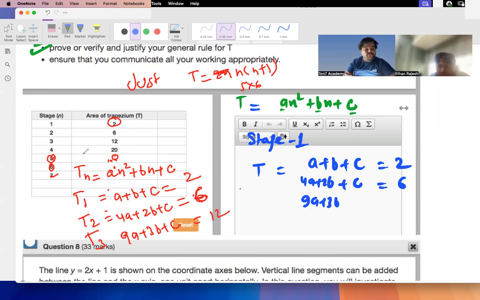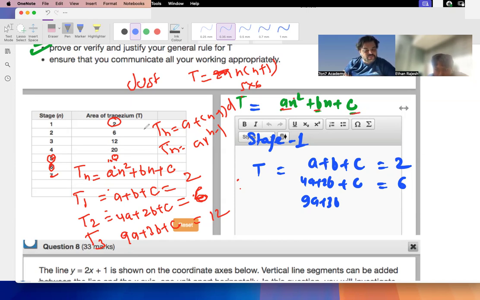The reason is that proving means you take a general term. For the second difference, the general term is T equals a n square plus bn plus c. If it is an AP, the general term is Tn equals A plus n minus 1 into D. If it is a GP, the general term is Tn equals A r raised to n minus 1. Depending on the kind of pattern you have, you assume the general term and then find the unknowns, which are A, B, C.